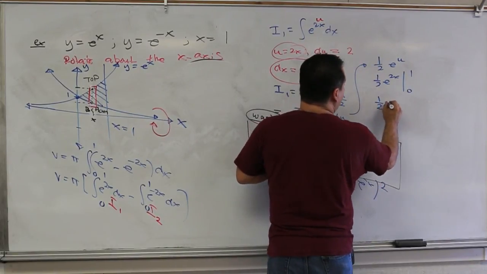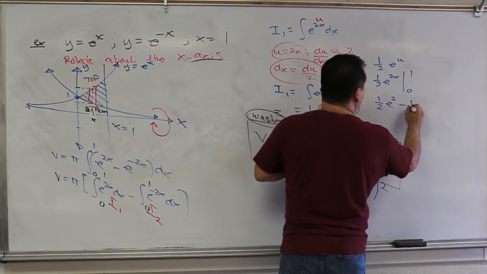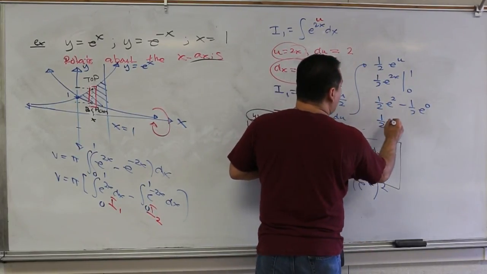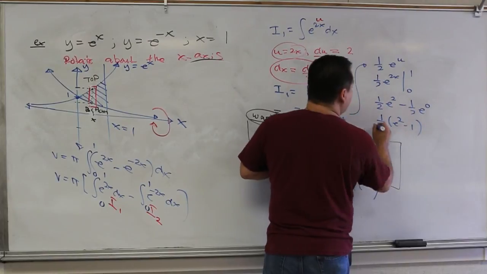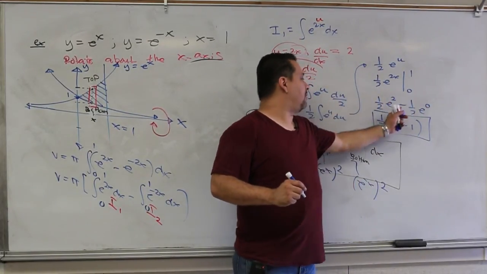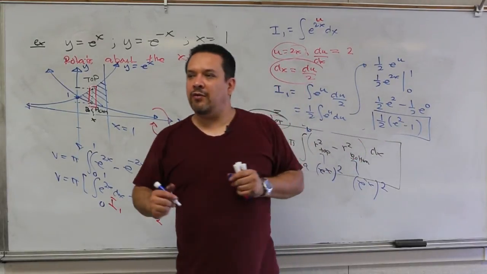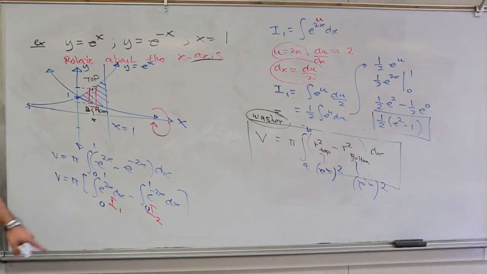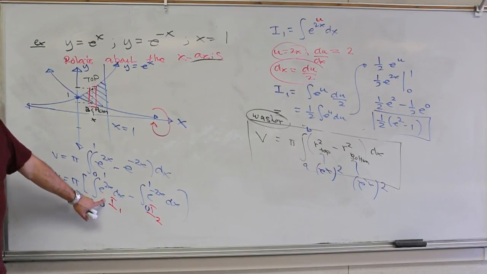So I get 1/2 e to the second power minus 1/2 e to the 0 power, right? Isn't that just 1/2 e squared minus 1/2, by doing some algebra? Factor out your 1/2. e to the 0 is 1. You're left with e squared minus 1. Is that true? Double check, see if I make a mistake here. And that's just integral 1.